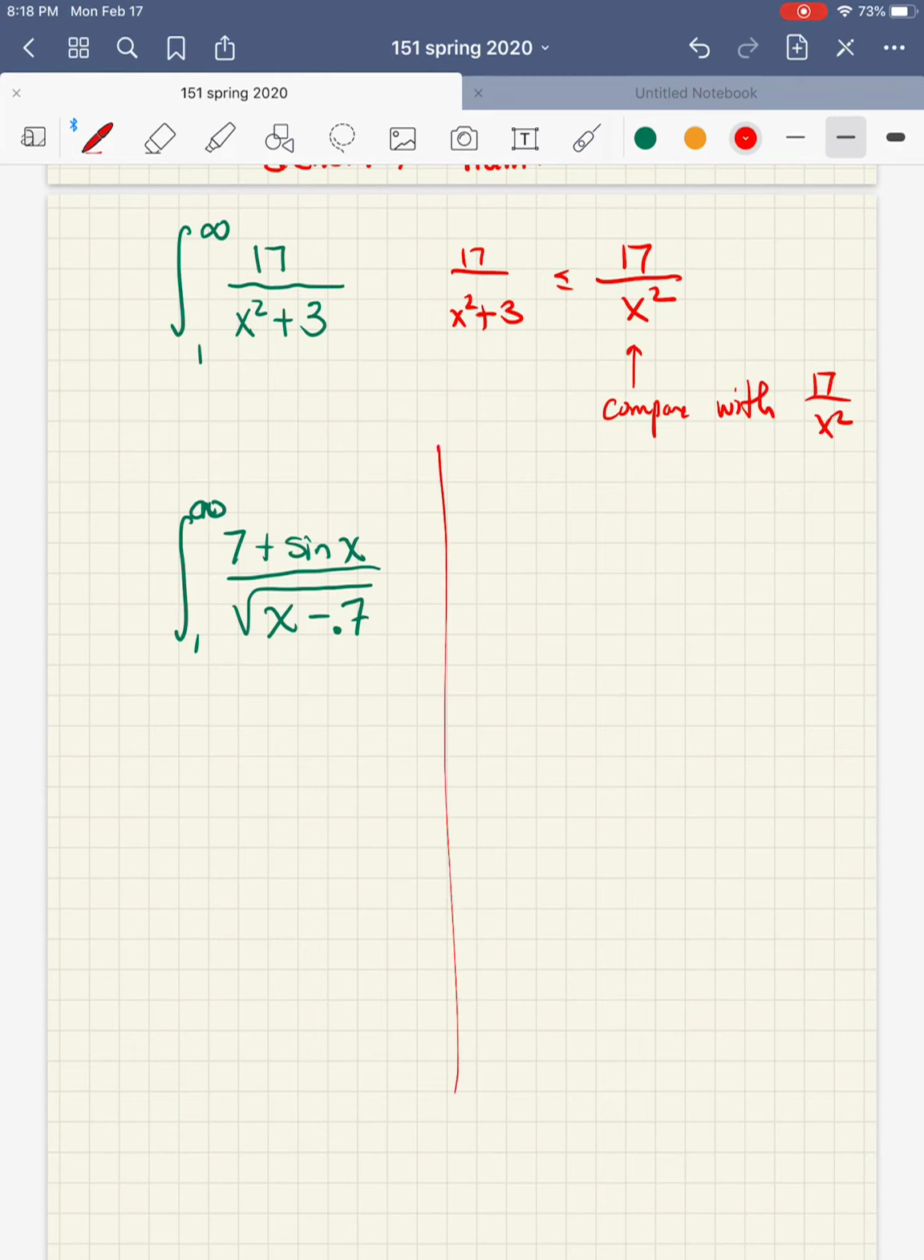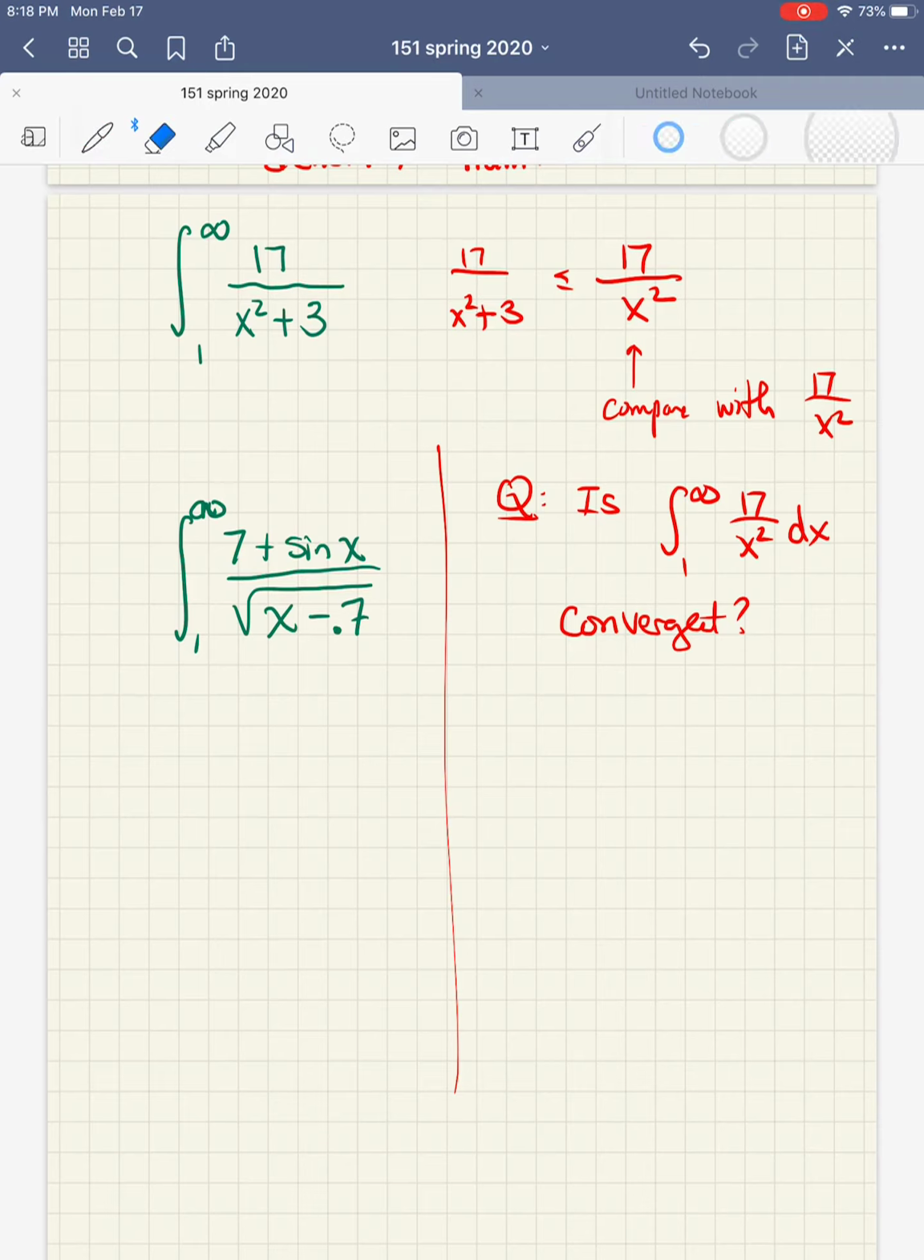And then my question for you is going to be, is the integral from 1 to infinity of 17 over x squared convergent or not? And again, I think you have the evidence, the way to answer that. Think about what the integral of 1 over x squared would be, and whether multiplying that by 17 is going to change anything.